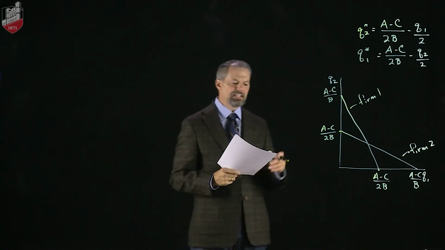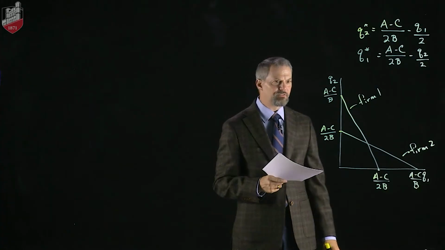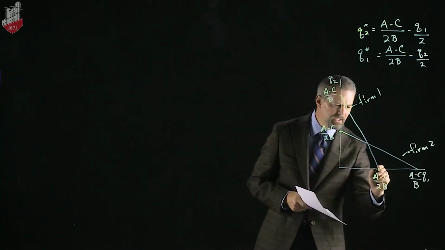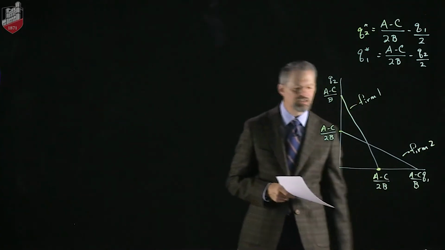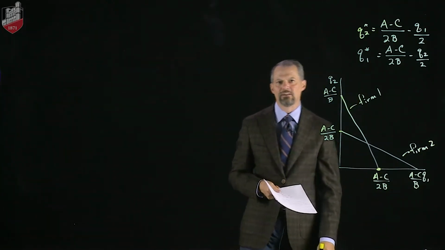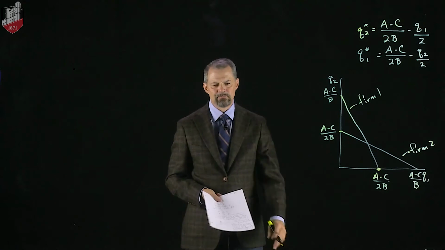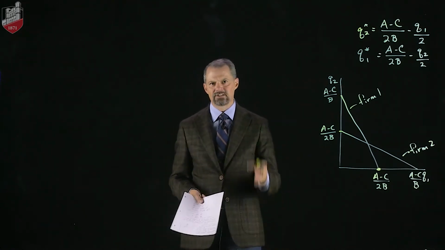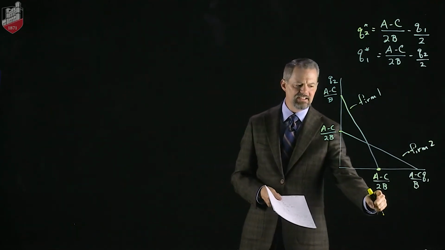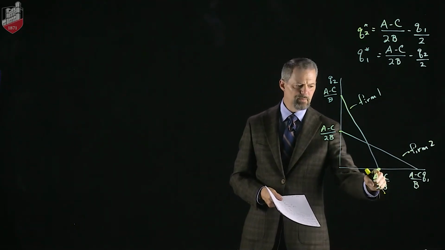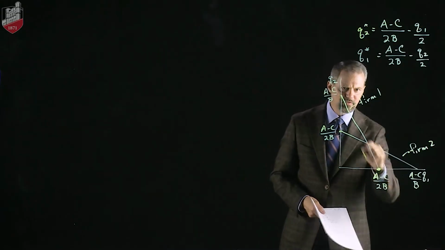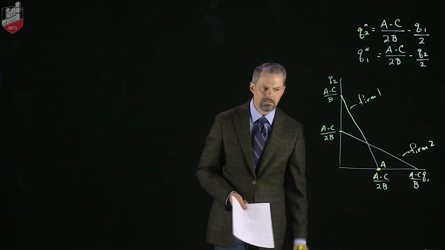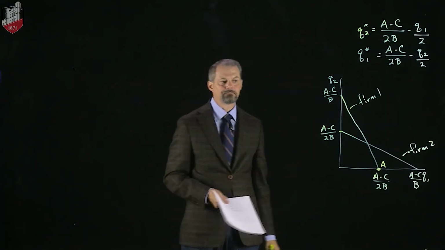Let's start by thinking about this. Let's suppose we start with firm 1 producing the monopoly outcome. If you solve this, go back with that demand curve, pretend it's a monopoly, find its marginal revenue curve, set it equal to marginal cost, and solve for quantity, you're going to get this quantity. So that would be the monopoly quantity. Let's suppose firm 1 is the monopoly producing that quantity at A.